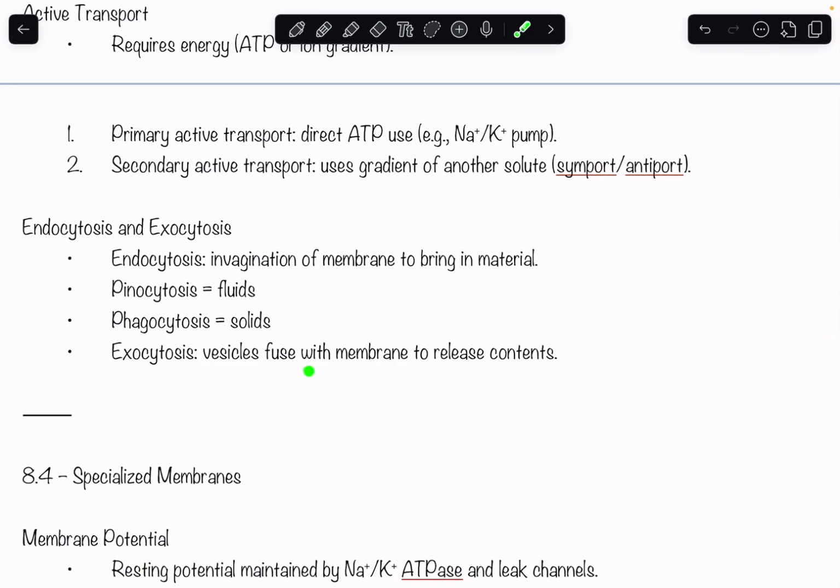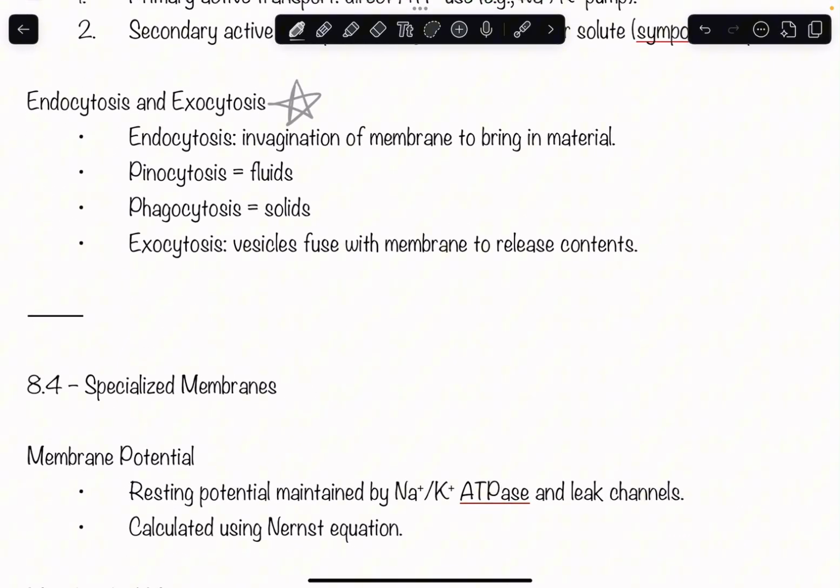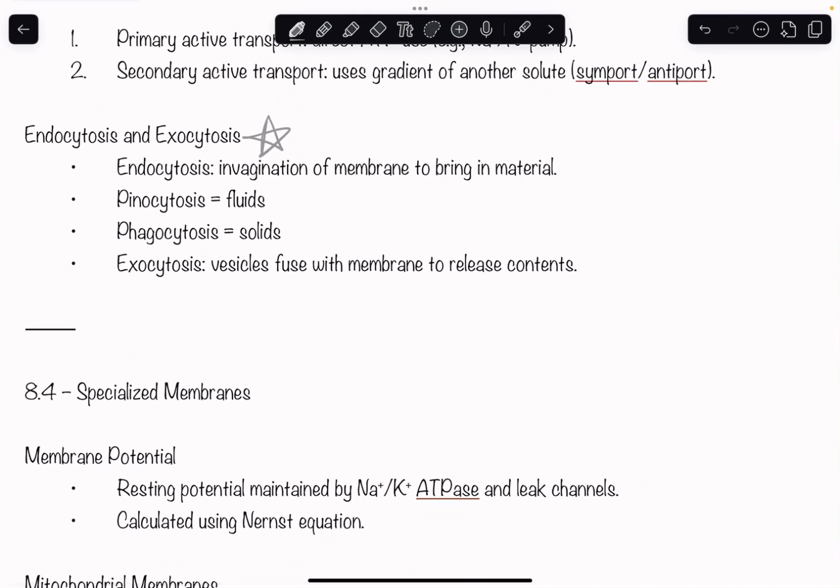Okay, this you guys should know, but I feel like your biology teachers probably have went over this in detail, so we should all be okay. So next we're gonna go over chapter 8.4, which is all about specialized membranes.